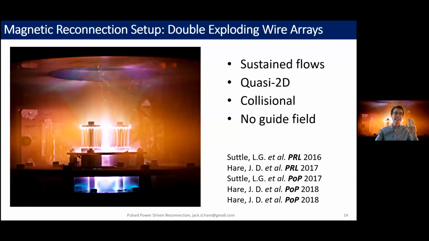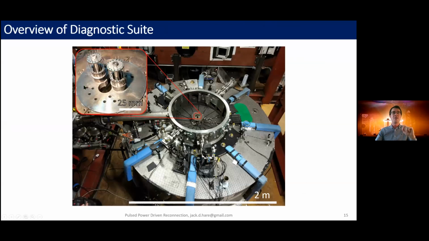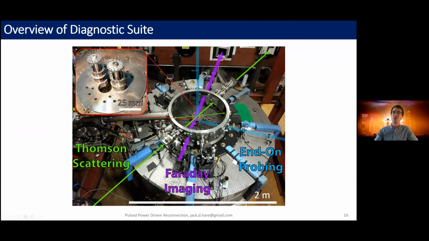And so in order to get those sort of details, I'm going to talk you through our diagnostic suite. So again, here are the two exploding wire arrays inside the vacuum chamber of Magpie, which is here. And we pass a series of probing laser beams through from every angle that we can find. And we perform a series of different techniques, such as Thomson scattering, Faraday rotation imaging, and end-on probing, where we look at the optical self-emission and also laser-based diagnostics.